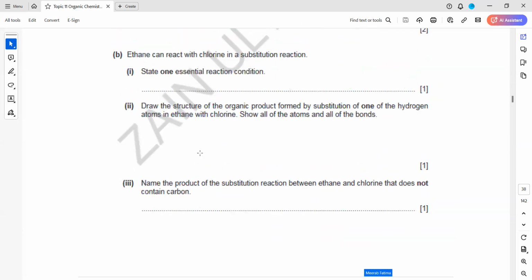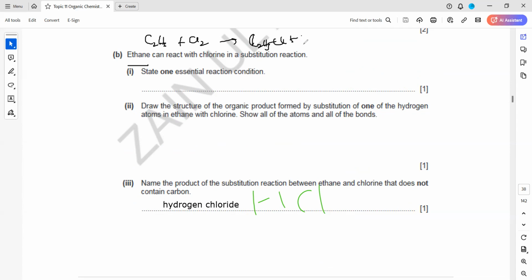Name the product of the substitution when ethane reacts with chlorine that does not contain carbon. So what else is the product? Because when ethane, C2H6, reacts with chlorine, it will produce C2H5Cl plus HCl. So hydrogen chloride is the product.